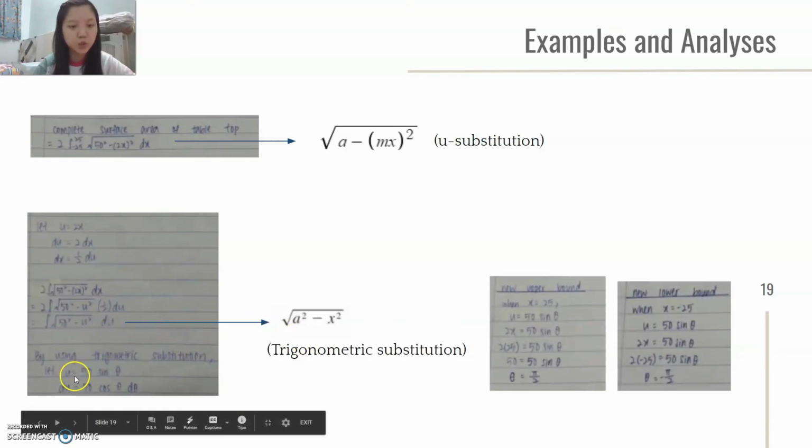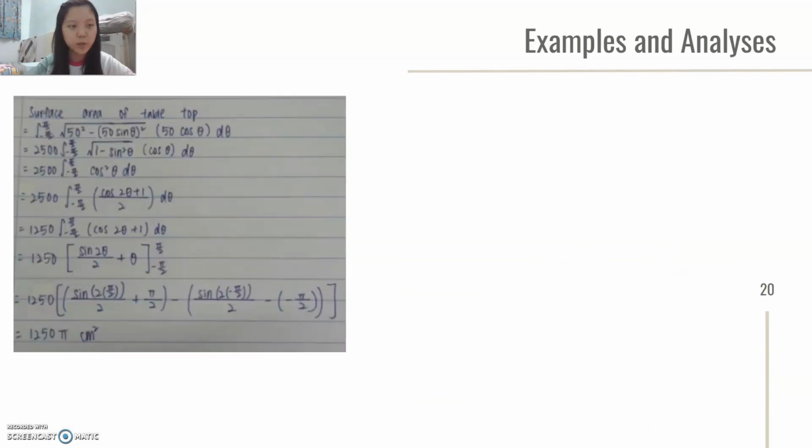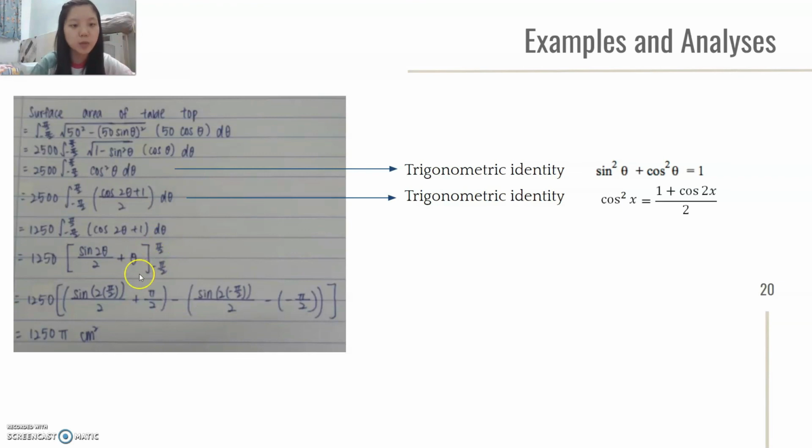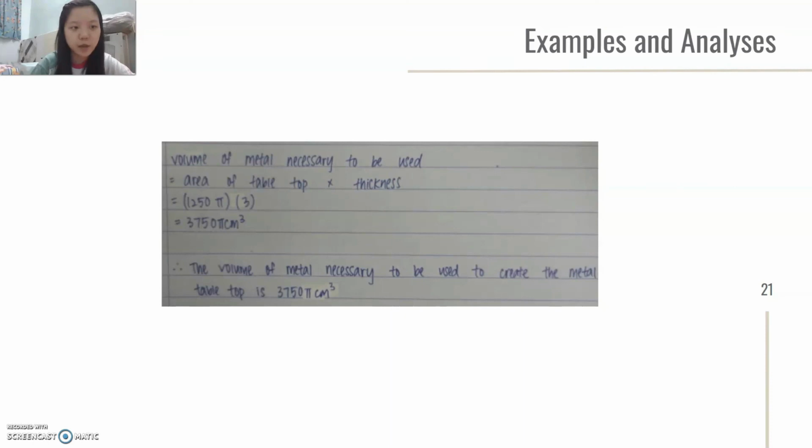We let U equal to 50 sine delta and we differentiate both sides and get this. Then the new upper bound and lower bound for delta must be found. Now we are going to find the surface area of the tabletop. We substitute and rearrange and it becomes like this. So from this expression, this is equal to cos squared delta by using a trigonometric identity. After that, we use a trigonometric identity again and it becomes this. Then we calculate and substitute the upper bound and lower bound and we get 1250 pi cm squared. Then we take the value we just found and multiply by 3, which is the thickness. Then we found the volume of metal necessary to be used is equal to 3750 pi cm cubed.